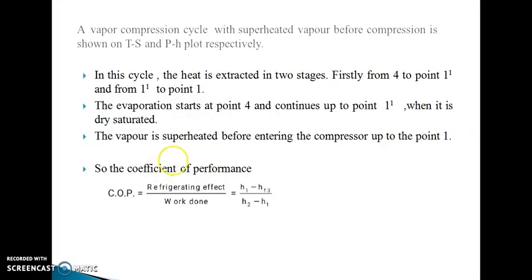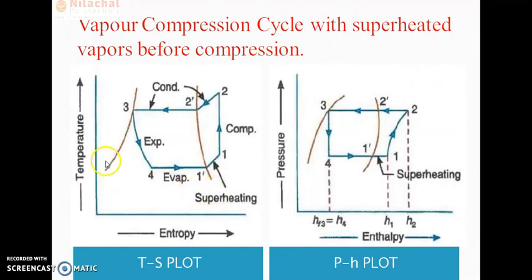Then you have to calculate the coefficient of performance of this cycle. As you know, the COP is equal to the refrigerating effect divided by the work done. So the refrigerating effect gives COP equal to H1 minus hf3 divided by H2 minus H1. Here you observe you are increasing the refrigerating effect from 1 dash to 1. So what will happen? Here the COP will be increased.